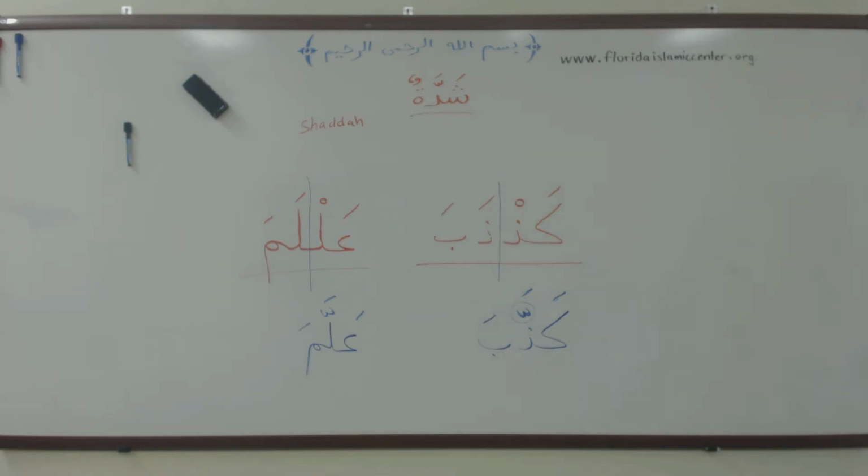The first one has a sukoon. The second one has some vowel on it: a fatha, a dhamma, or a kasra. It doesn't have to always be a fatha. It could be a kasra. It could be a dhamma. Yeah, you can change it. Okay, let's do another word.